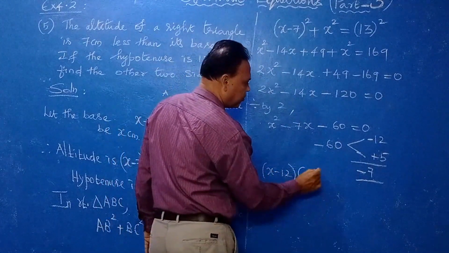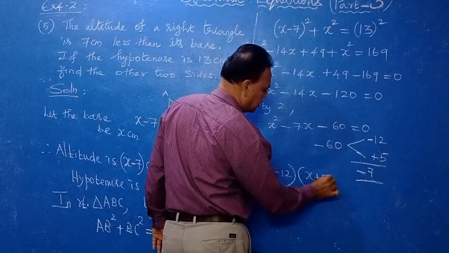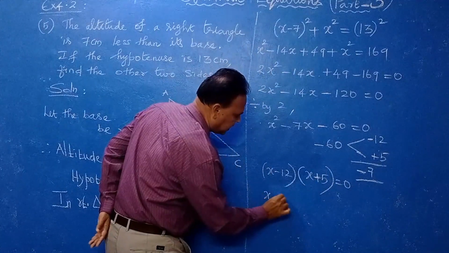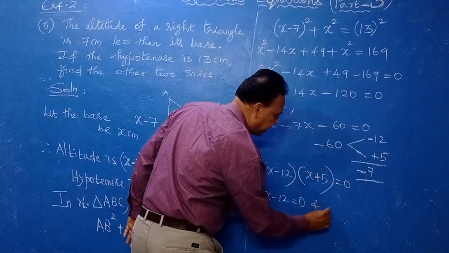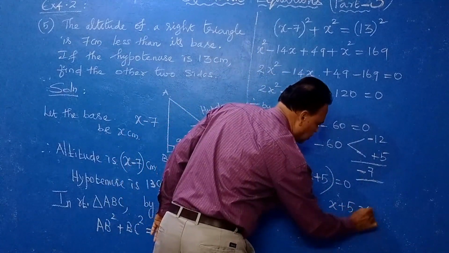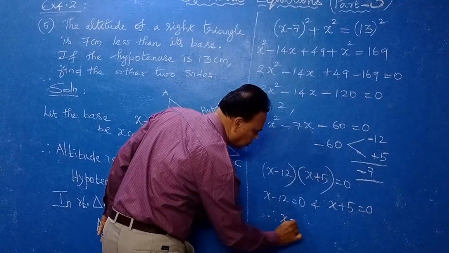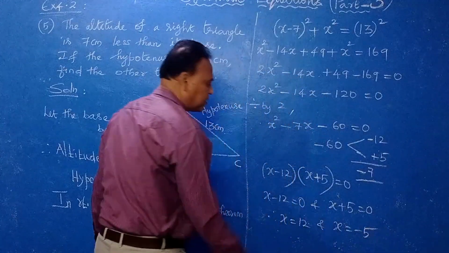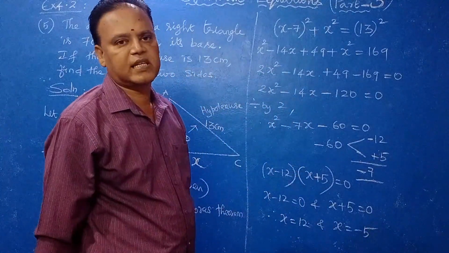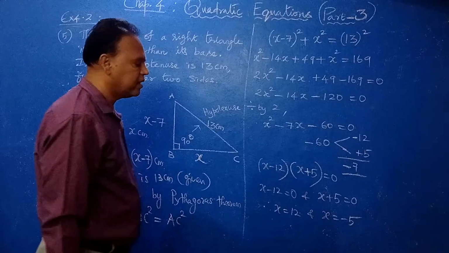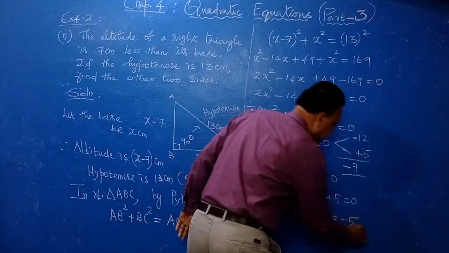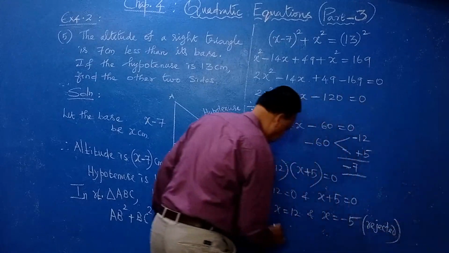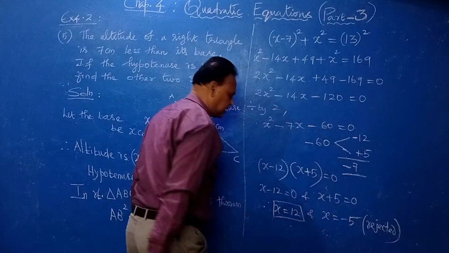x minus 12 into x plus 5, that's equal to 0. Therefore x minus 12 equal to 0 and x plus 5 equal to 0. Therefore x is equal to 12 and x is equal to minus 5. Minus 5 is rejected. Negative is rejected. Okay, base cannot be negative. Therefore this is rejected. So x is equal to 12 is correct.